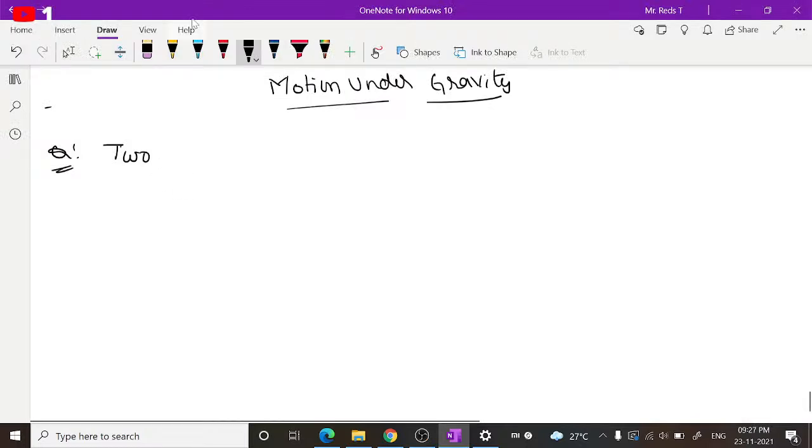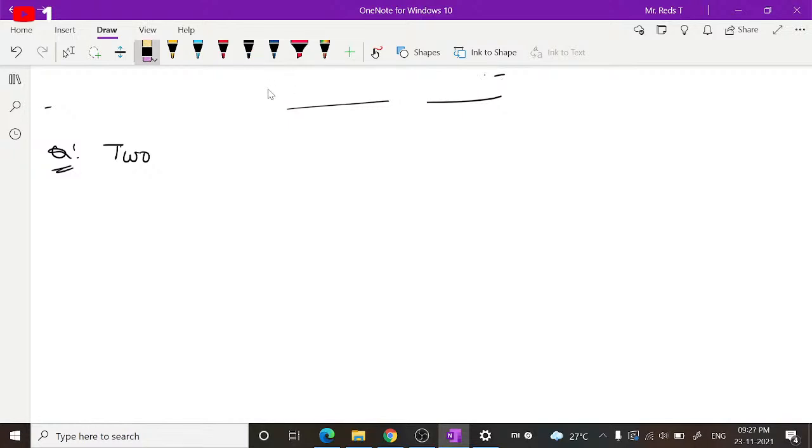Actually, before discussing the motion under gravity, we'll discuss some motion in a straight line questions here. Motion in a straight line.